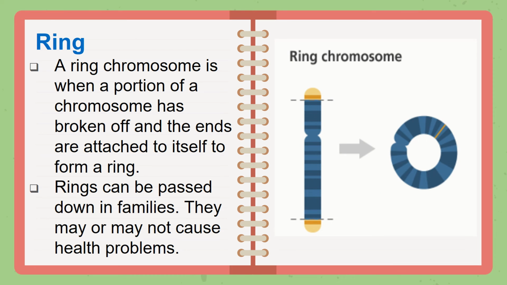Another structural abnormality of the chromosome is the ring chromosome. It is when a portion of a chromosome has broken off and the ends are attached to itself to form a ring. Rings can be passed down in families. They may or may not cause health problems.